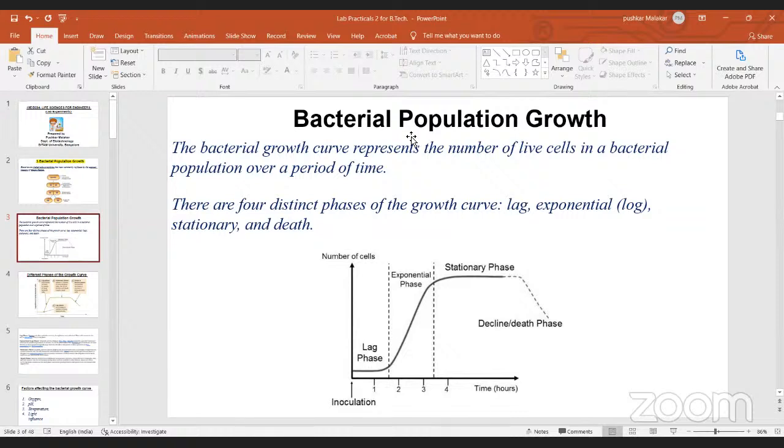Bacterial population growth, as the name suggests, represents the number of live cells in a bacterial population over a period of time. Basically, there are four distinct phases of growth. The one shown here represents the lag phase, the one showing an exponential increase is the exponential phase, then the stationary phase, and then the death or decline phase.